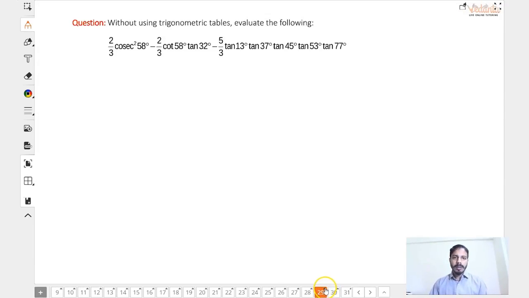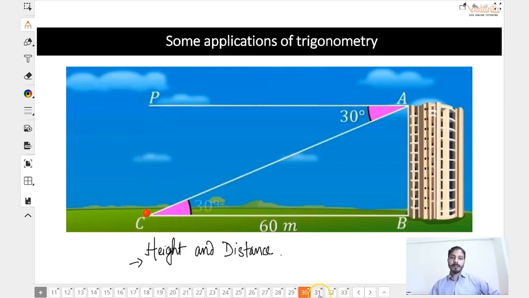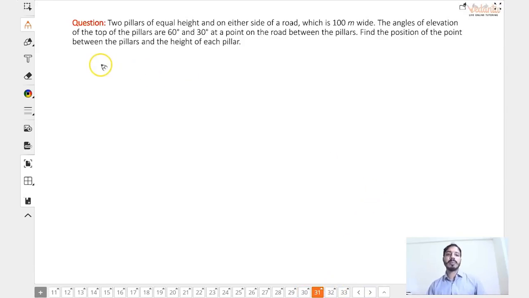So I will also take one. I want to take some questions from height and distance. So let me take these questions from height and distance. So guys, this is very important. Height and distance. So for example, say application of trigonometry. They will say two pillars of equal height are on either side of a road, whose width is 100 meters.